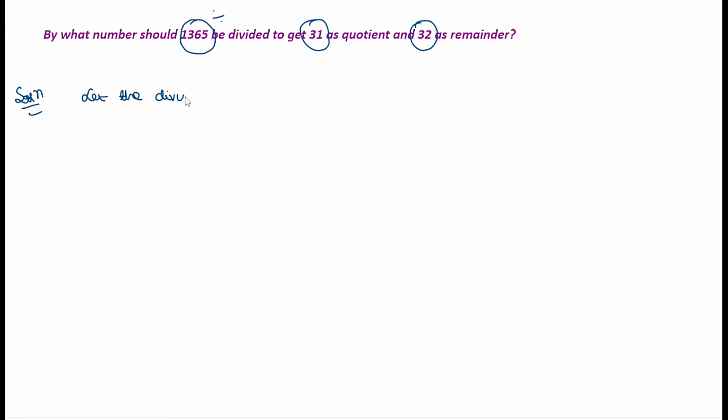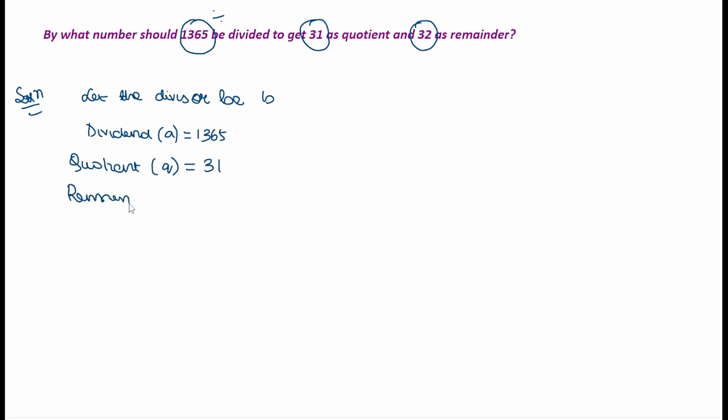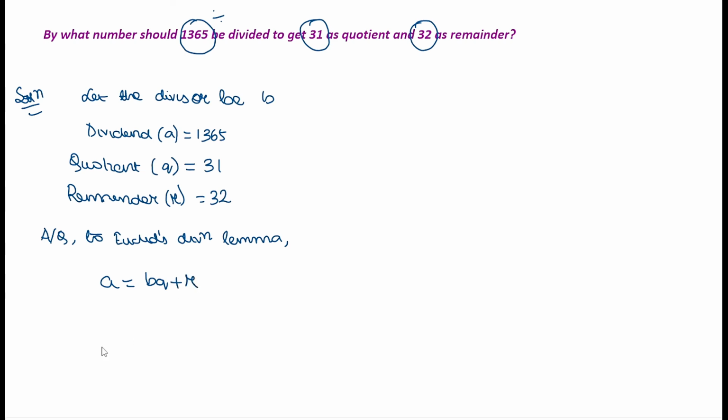So the solution is: let the divisor be B, and the dividend A is 1365. Clearly the quotient is 31 and the remainder R is 32. Now let's apply Euclid's division lemma. According to Euclid's division lemma, A equals BQ plus R.